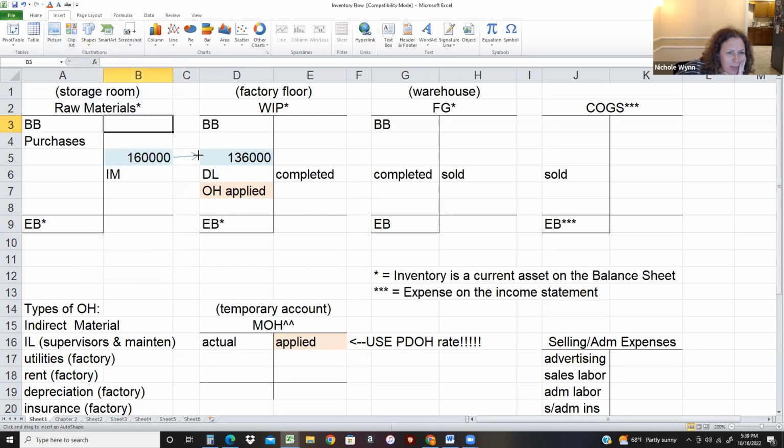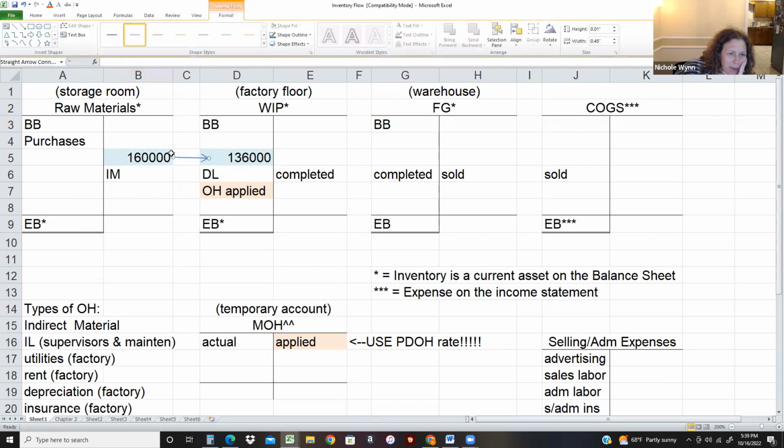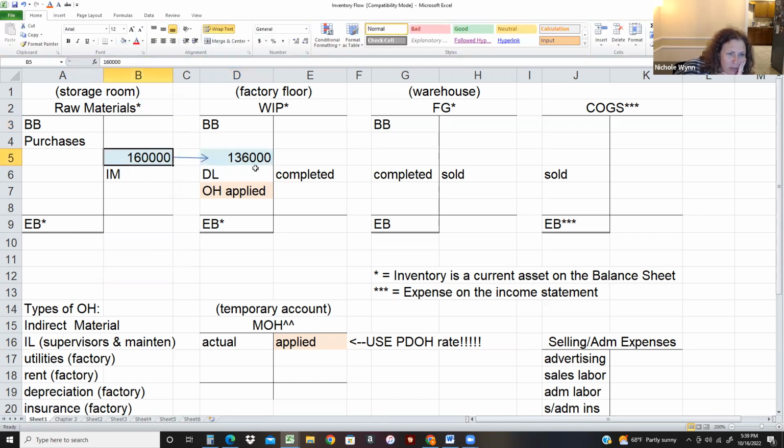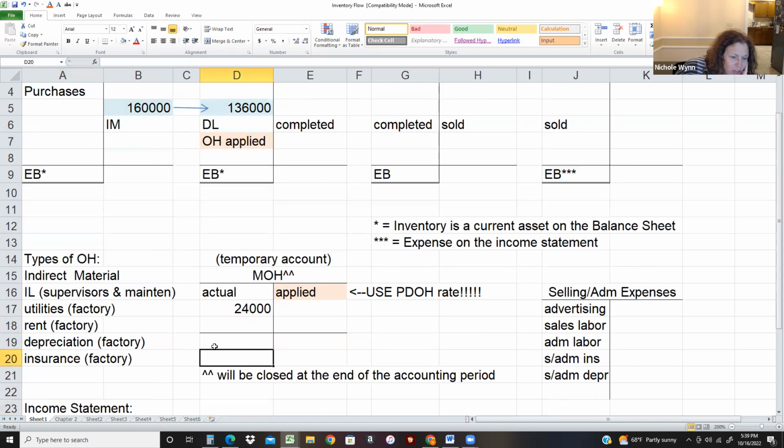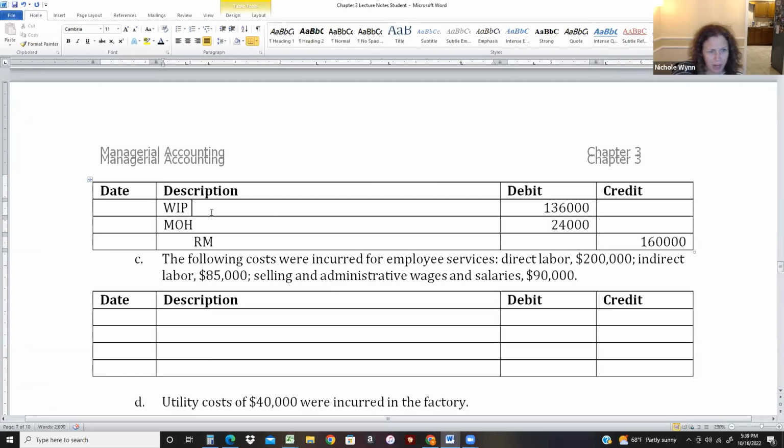So normally we take the number and we bring it over here, right? But not all of it is direct. So only the direct part goes there. The indirect will go down here with all of the other indirect costs. All kinds of indirect costs can happen: indirect material, indirect labor, factory utilities, factory depreciation, and so on. Factory insurance, all of those costs will go on the debit side of overhead. So this WIP, I only put the direct materials in there, and then I put the indirect materials in overhead.